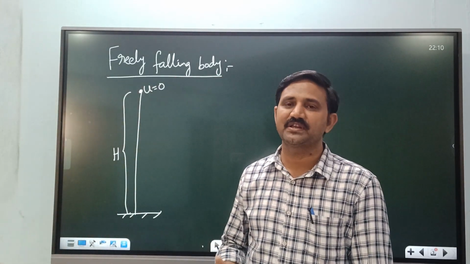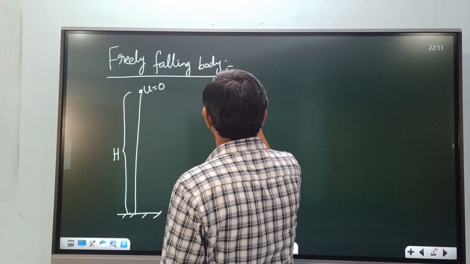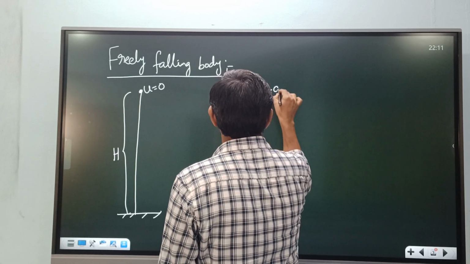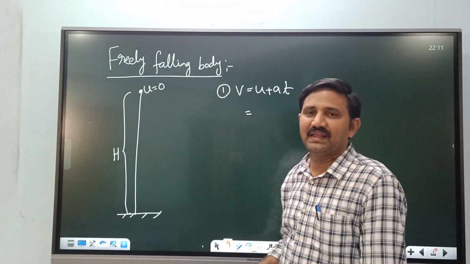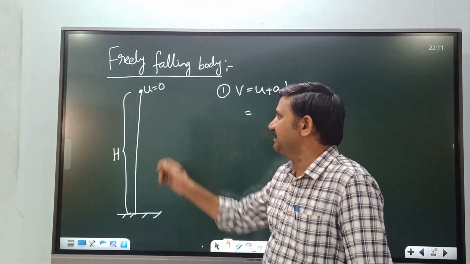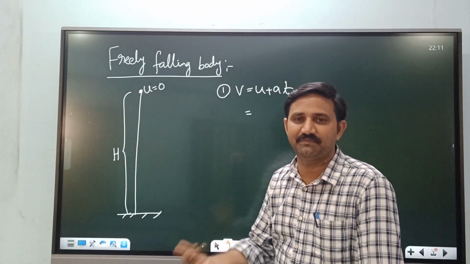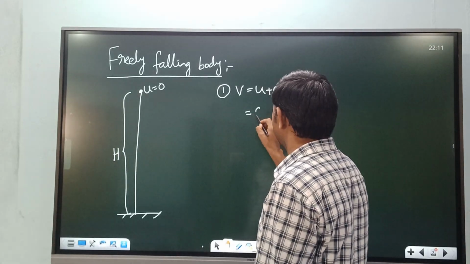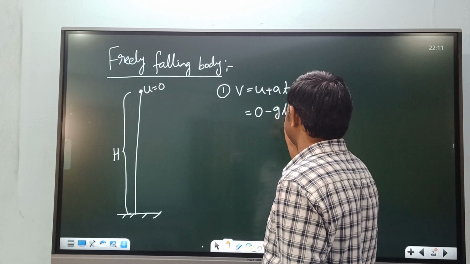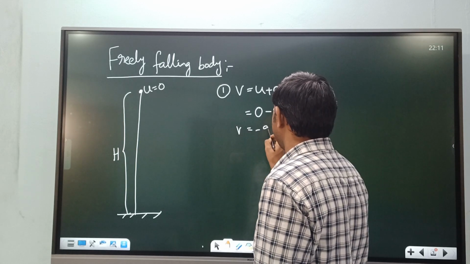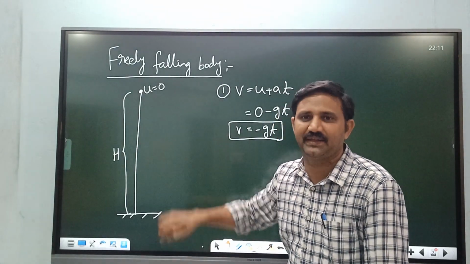What is the first equation of motion? The first equation of motion is V is equal to U plus AT. So here, what is the V? Velocity after some time t. The initial velocity of the body is zero. Now what is the velocity of the body after some time t? U is zero and here A value is minus G. So here V is equal to minus GT. This is the velocity of the body after some time t.